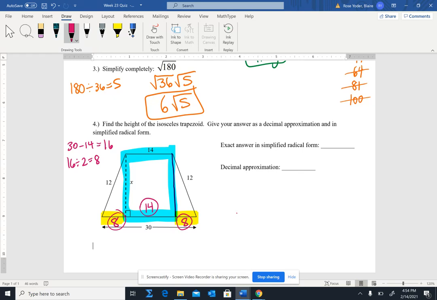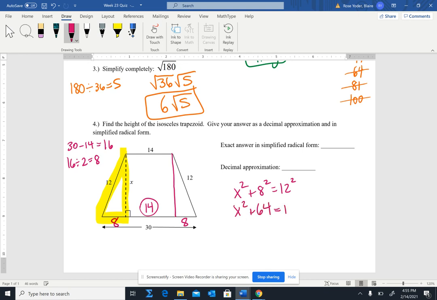So next I plug my sides into the Pythagorean theorem. So I'm looking at this triangle. Hypotenuse is 12, legs are x and 8. x squared plus 8 squared equals 12 squared. 8 squared is 64. 12 squared is 144. And then I have to subtract so that I can solve for x. So x squared equals 80. So square root of 80.